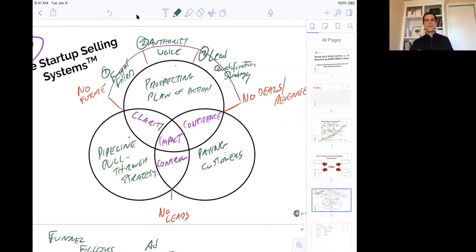So to round out the strategy around your prospecting plan of action, it's filling the funnel, having the authority voice, and then making sure that your lead qualification strategy is consistent across the board so that only the right deals are getting into your sales pipeline.